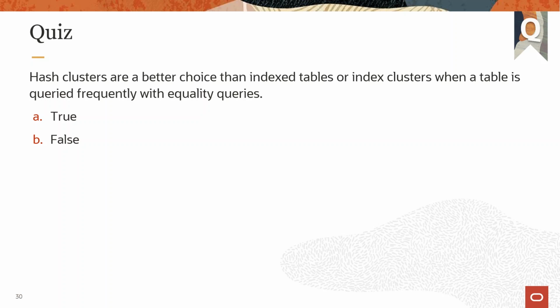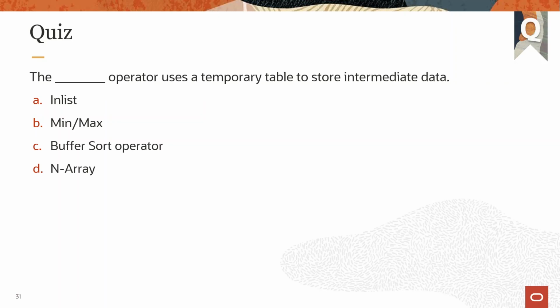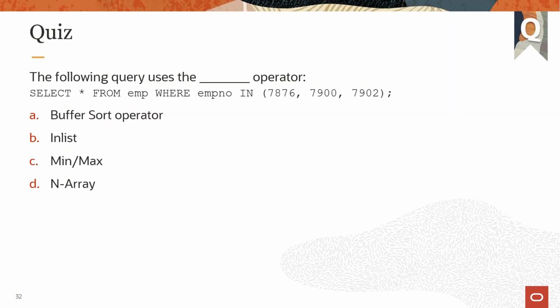A second quiz is to complete a sentence. The operator uses a temporary table to store intermediate data. Is that the inlist, the min-max, the buffer sort, or the n-array operator? The right answer is C. It is the buffer sort operator to store intermediate data. The following query uses which operator? The buffer sort, the inlist, the min-max, or the n-array operator? This is of course the inlist operator, so answer B, because I'm using that IN operator within my where clause.